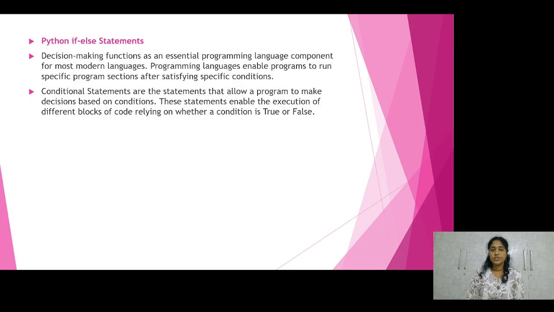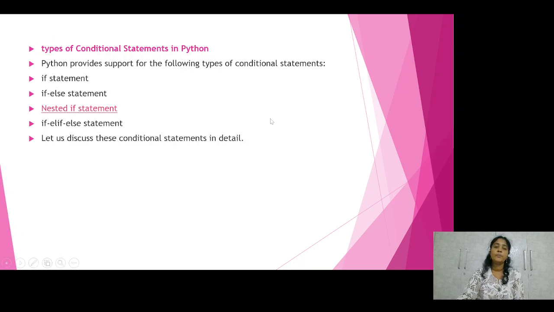Python if-else statements are decision making statements. Python enables programs to run specific program sections after satisfying specific conditions. Conditional statements allow a program to make decisions based on conditions. These statements enable the execution of different blocks of code depending on whether a condition is true or false. Whether the statement needs to be executed or not depends on the result of the condition. Conditional statements are categorized into different types: if, if-else, nested if, and if-else-if ladder. Let's discuss all these in detail.